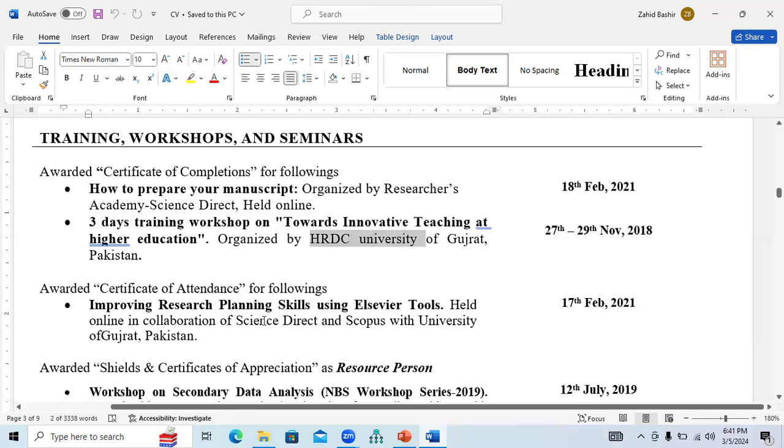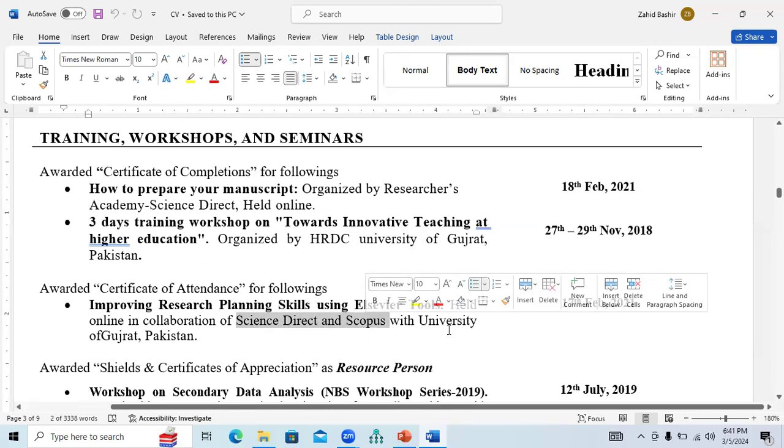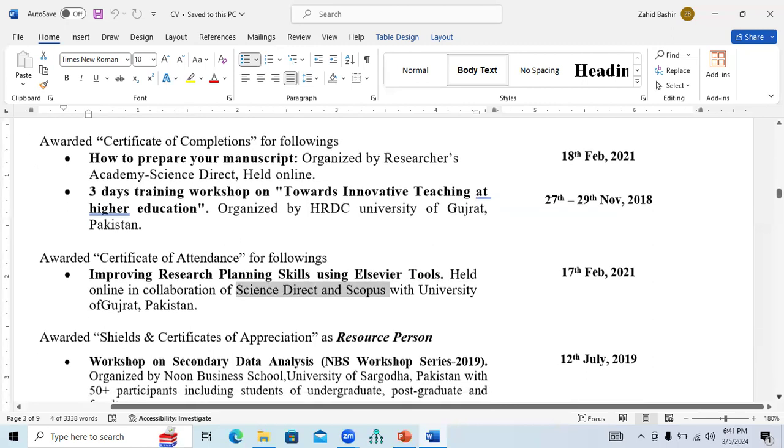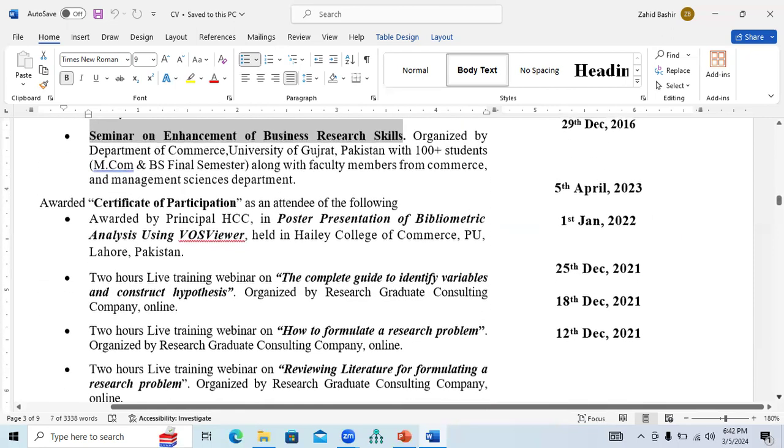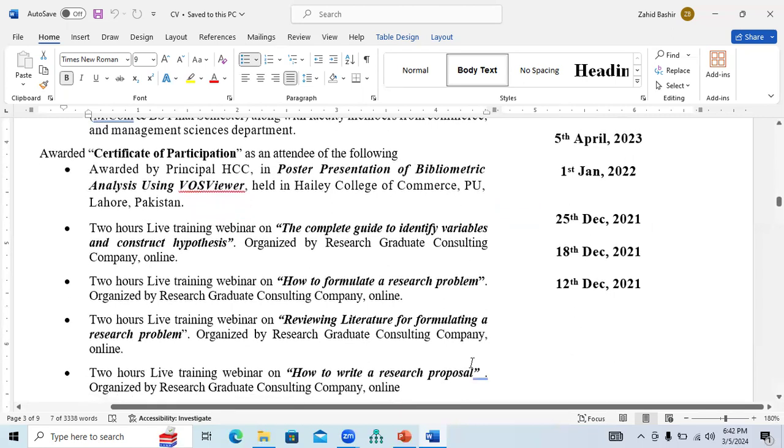I have also obtained a certificate of attendance for improving research planning skills using Elsevier tools, which is awarded by ScienceDirect and Scopus with the collaboration of University of Gujarat. I have a lot of certifications and shields as a resource person for conducting a workshop on secondary data analysis in Noon Business School, University of Sargodha, and a seminar on enhancement of business research skills in Department of Commerce, University of Gujarat. I have a lot of certificates of participation.